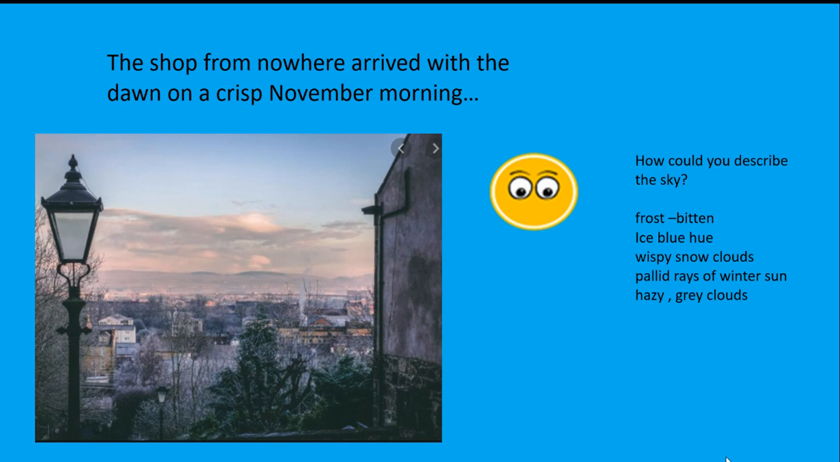So here are some words that I have got. Frostbitten, ice blue hue. So it's almost got like an icy blue tinge to it, hasn't it? Wispy snow clouds, the pallid rays of winter sun. So something which is pallid is not very strong. So that means that the rays of the winter sun aren't very strong, are they? Because it's very cold. And then you've got the hazy grey clouds. You could almost call them smoky, couldn't you? Smoky grey.